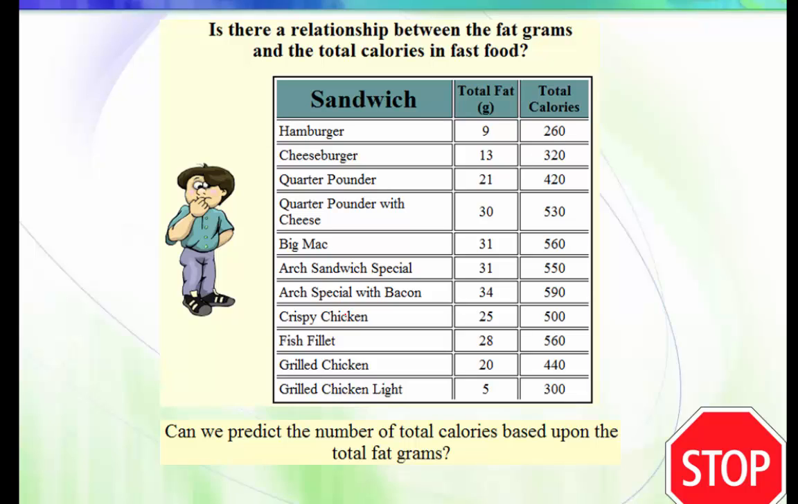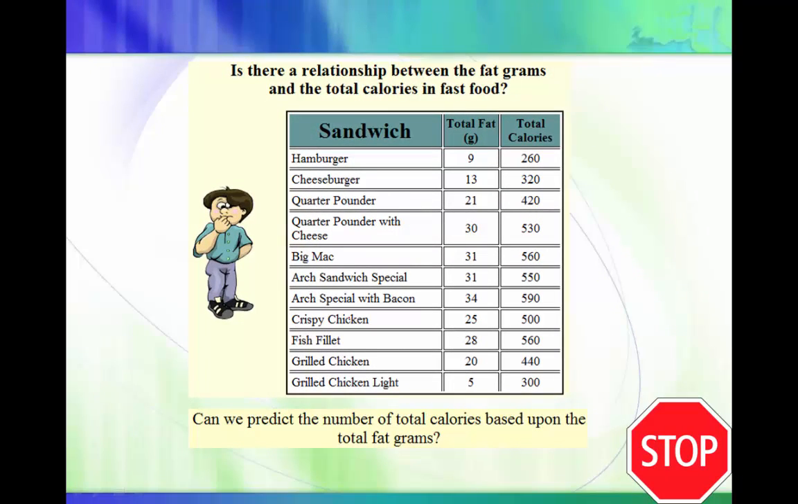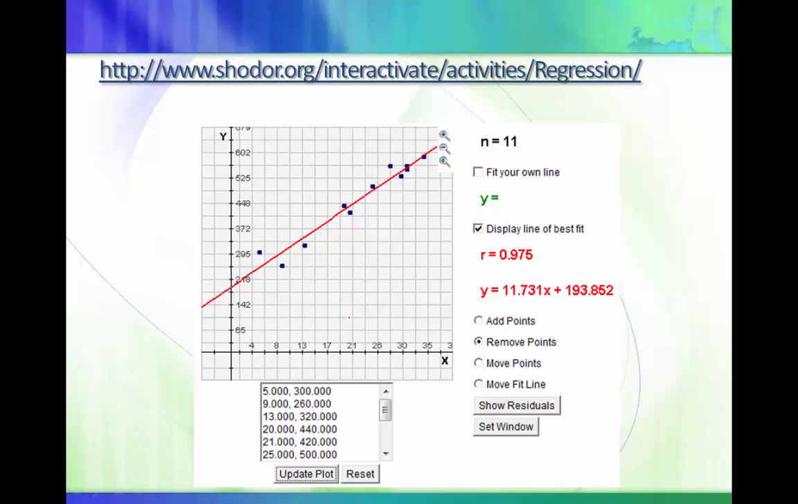Here's some more data. Here we want to find out if there is a relationship between fat grams and total calories in fast food. Can we predict the number of total calories based upon total fat grams? So stop the video while you work this problem. Here's our scatter plot with our regression line. We have an R value of 0.975, so there appears to be a strong relationship between these two variables. So it should be pretty safe to use our regression equation to predict.